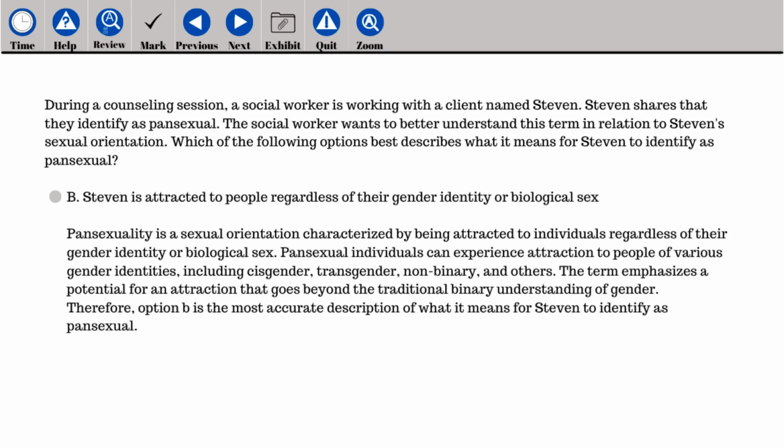B. Stephen is attracted to people regardless of their gender identity or biological sex. Pansexuality is a sexual orientation characterized by being attracted to individuals regardless of their gender identity or biological sex. Pansexual individuals can experience attraction to people of various gender identities, including cisgender, transgender, non-binary, and others. The term emphasizes a potential for an attraction that goes beyond the traditional binary understanding of gender. Therefore, option B is the most accurate description of what it means for Stephen to identify as pansexual.